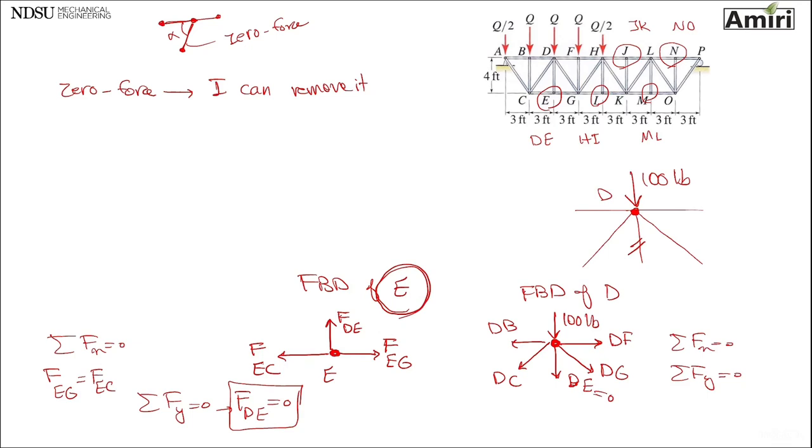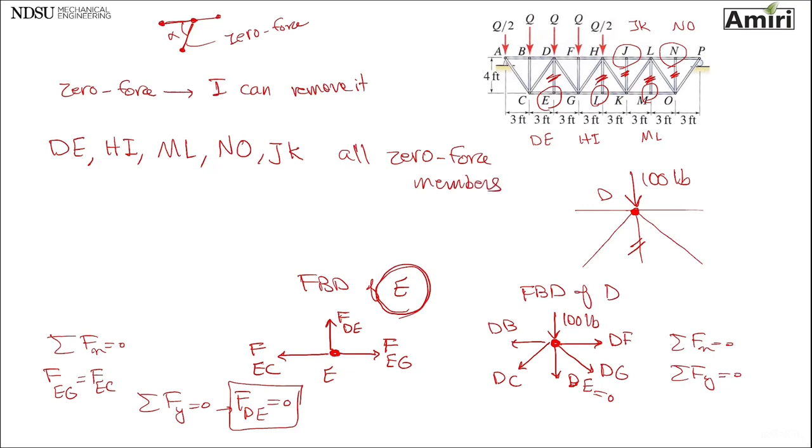So that means if I remove DE, if I remove HI, if I remove this one, if I remove this one, if I remove this one, my equilibrium is not disrupted because those are all zero force members. So to be clear, DE, HI, LM, NO, what else, JK, are all zero force members.